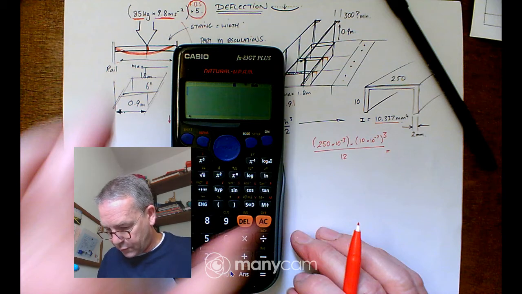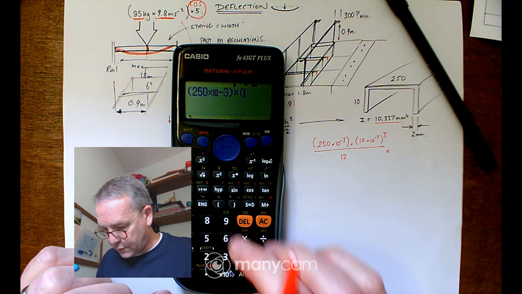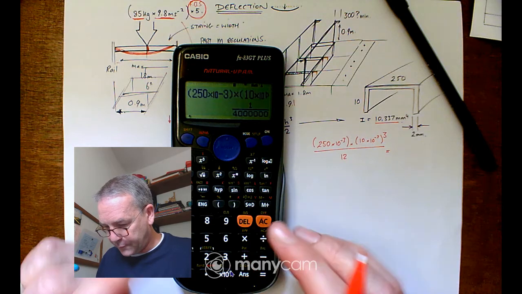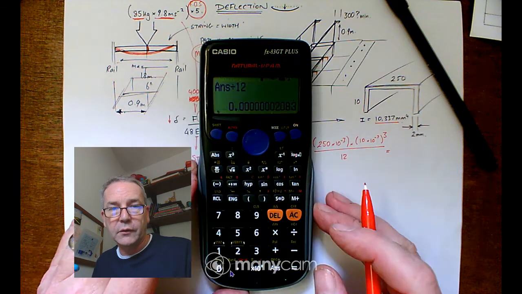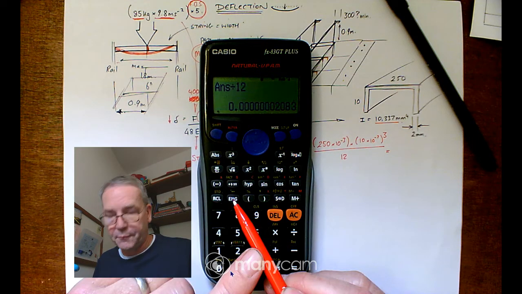So bracket 250 times 10 to the minus 3, times 10 times 10 to the minus 3, cube that, equals the number that we've seen already. Divide that by 12. And not forgetting, we just slide my calculator across, the engineering notation button, ENG, press that.